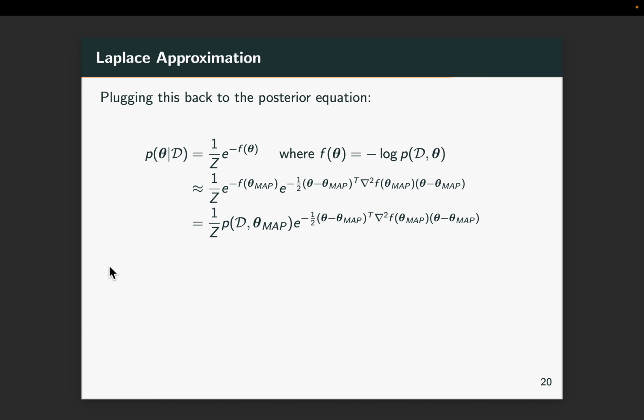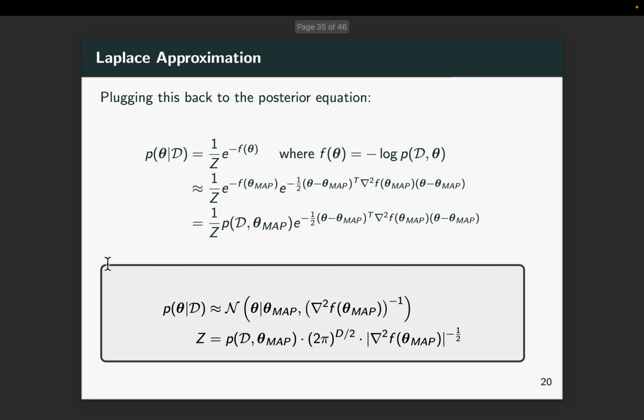So, all we care about is we have been able to say that p of theta given d can be approximated as a normal distribution whose mean is theta map and whose inverse covariance is the Hessian of the negative log joint evaluated at theta map. So, all that jugglery was only to be able to get to this point, right. So, that is the essential formula.